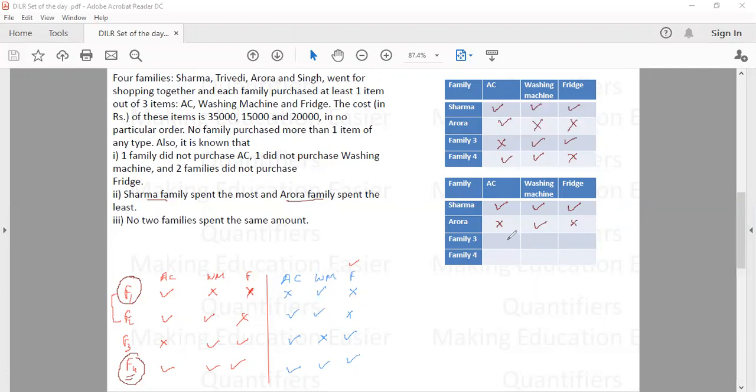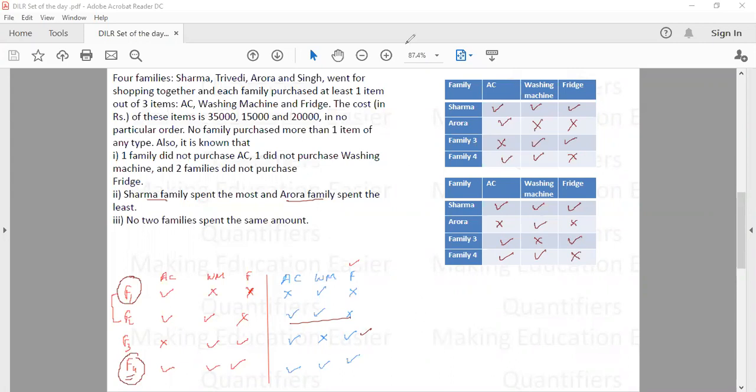And F3 is again the same case. But in this case, this is the family F3. This is tick, cross, and yes. And for the last family, this is the case. Right, so these are the possible cases with us.